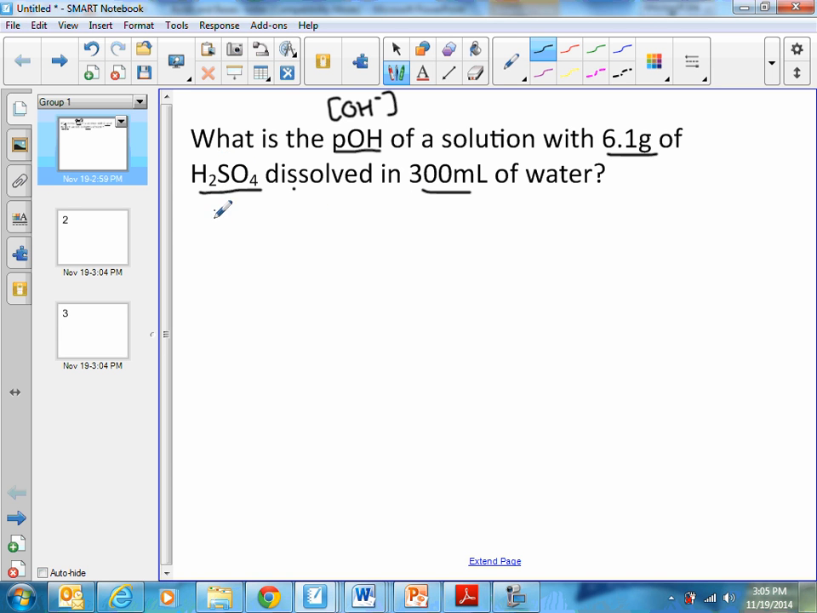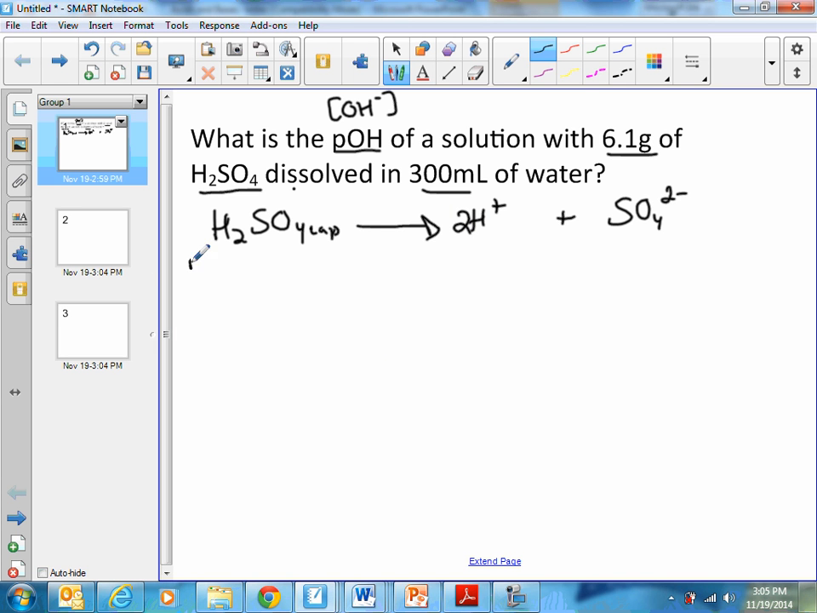When you see questions like this, start by writing your dissociation or ionization equation so we can see what ions are present. So this is an acid, it's going to ionize. H2SO4, when I place this into solution, is going to ionize to give me H plus and SO4 2 minus. Remember that you have to balance it. Because I have 2 hydrogen here in my compound, I'm going to produce 2 hydrogen ions.